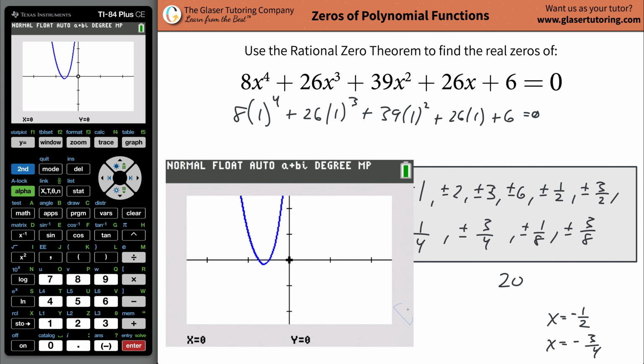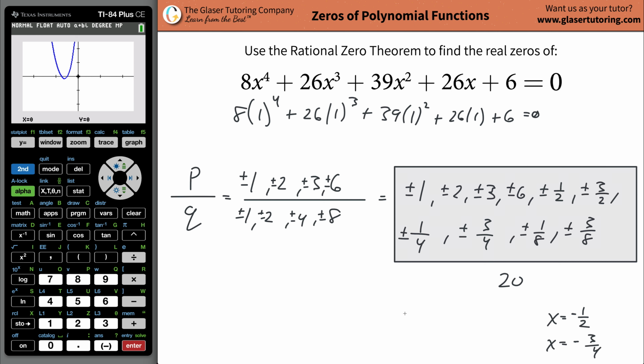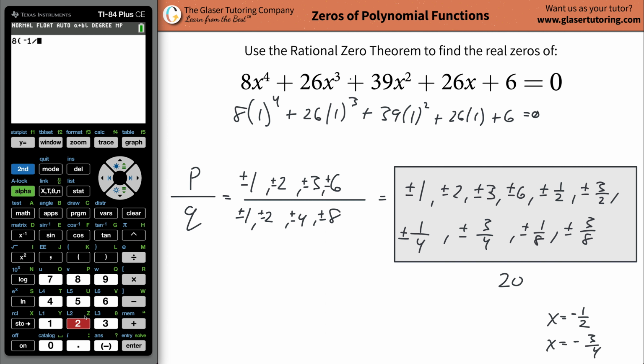So these are possible. Now, from looking at the graph, you don't really know if those are exactly the right values. So what you can do now is plug these values into your function and evaluate it. So watch. Let's clear this out. All right, let's go to now 8 parenthesis. Let's do negative 1/2. Okay, so negative 1/2. Close the parenthesis and raise it to the 4th.